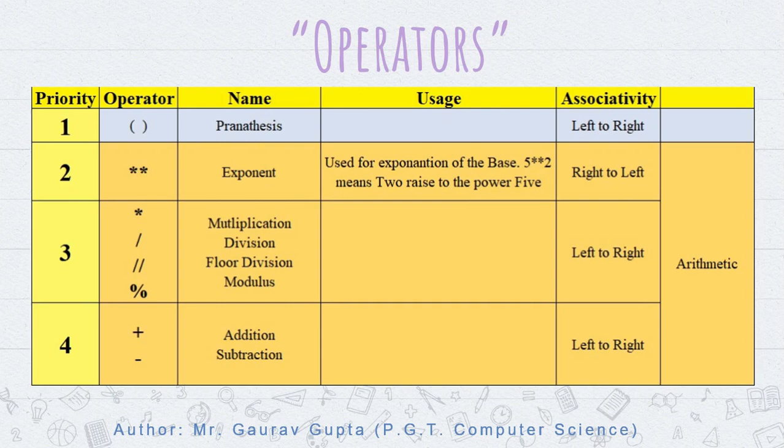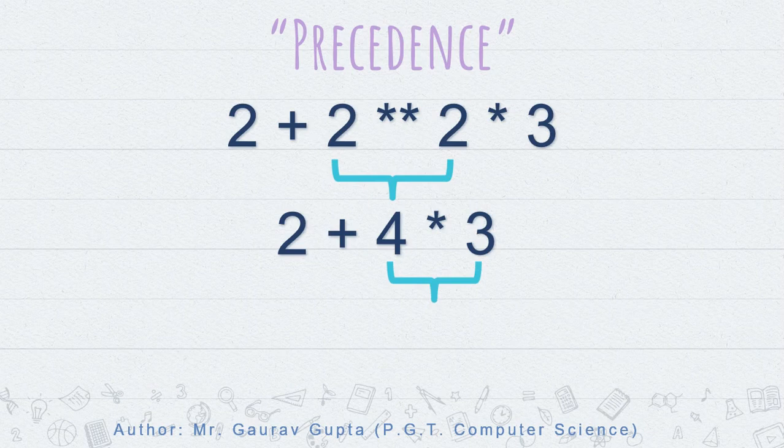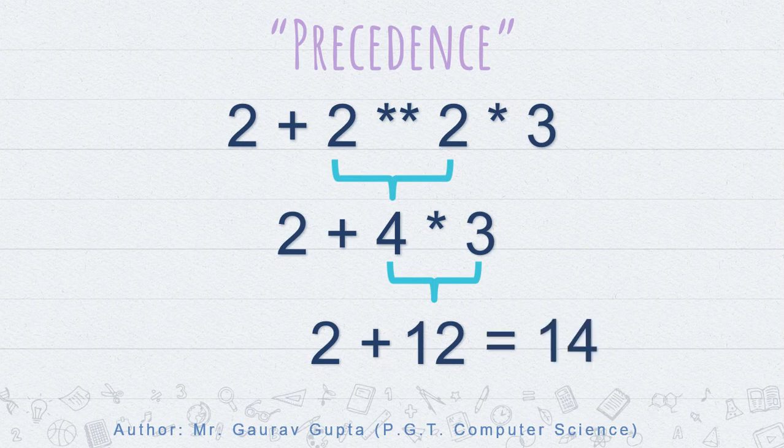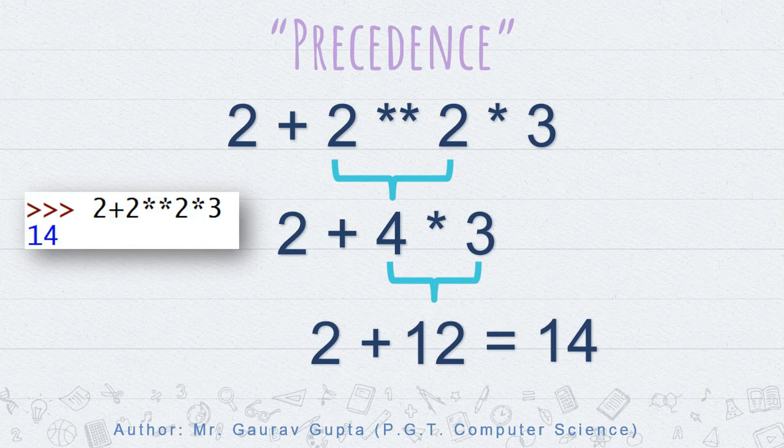But if we see our operator table, then we will observe that multiplication, division, floor division and modulus have same priority. But addition and subtraction have low priority. This means we will solve multiplication first and then addition. So let's solve it. So the result will be 14, and this screenshot verifies the result.